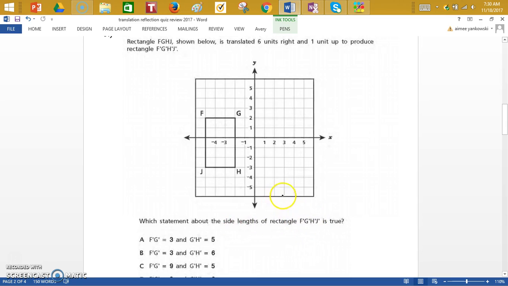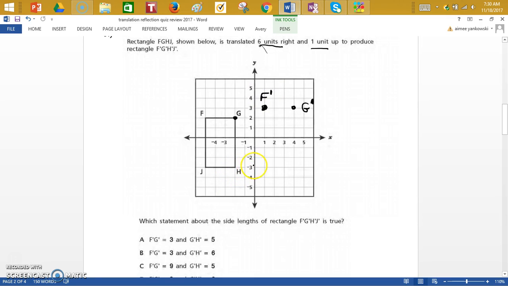Okay, so first of all, some of you might need to actually draw in the translation, and that doesn't hurt. 6 to the right and 1 up. So if I start at point G and I go 1, 2, 3, 4, 5, 6 to the right and 1 up, this becomes G prime, the new G. If I take F and I go 6 to the right and 1 up, 1, 2, 3, 4, 5, 6 to the right and 1 up, I get my F prime.